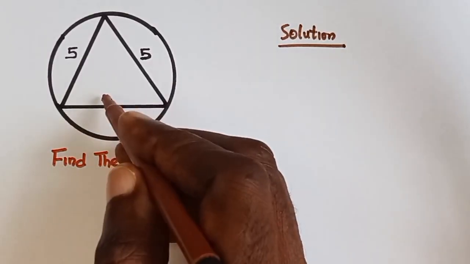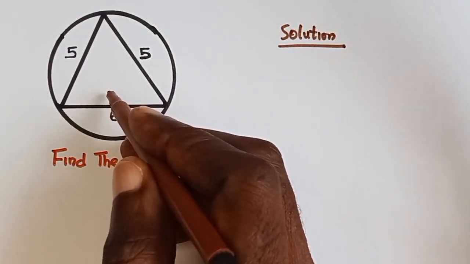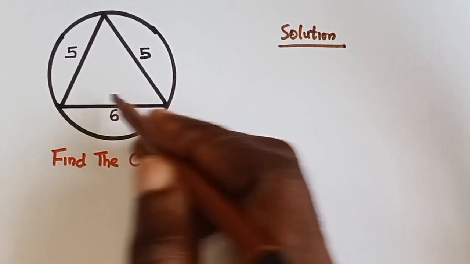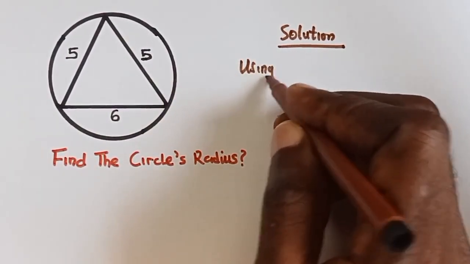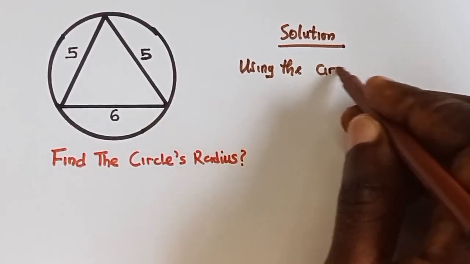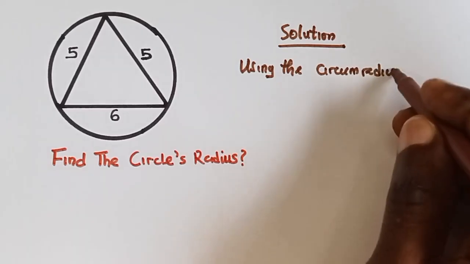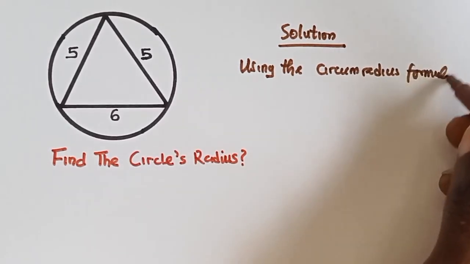To find the radius of this circle, we are going to use a formula that we call the circumradius formula. Okay, so using the circumradius formula, what's the formula?